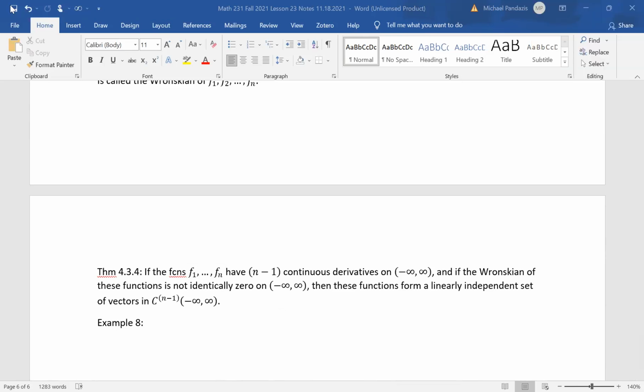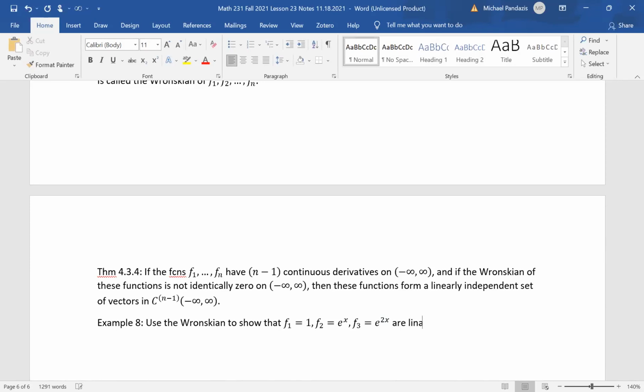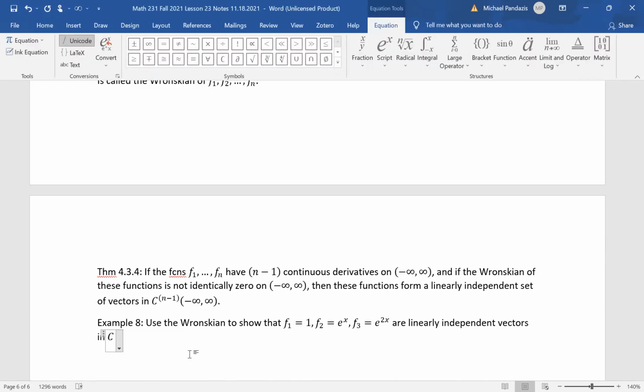Okay, let's keep going. Example 8. Use the Wronskian to show that f1 is equal to 1, f2 is equal to e to the x, and f3 is equal to e to the 2x, are linearly independent vectors in the space that they lie in, which is C infinity of negative infinity, comma infinity.